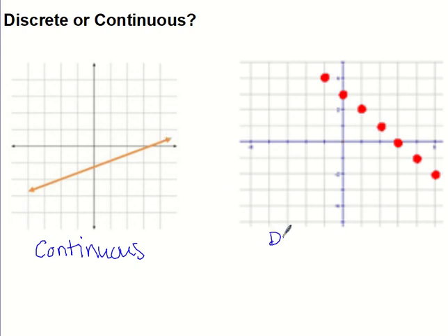And this one is discrete because this point works and this point works, but nothing in between works. These are whole numbers and integers. And so this is like our story problems where we're talking about things that can't be cut into pieces or it wouldn't make sense. So whole numbers only or integers only, and that's why this is discrete.